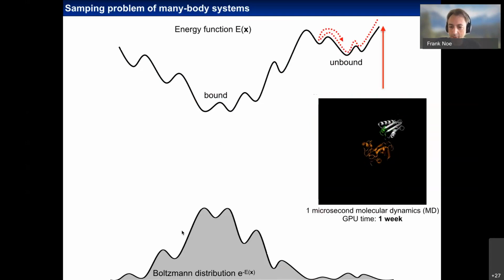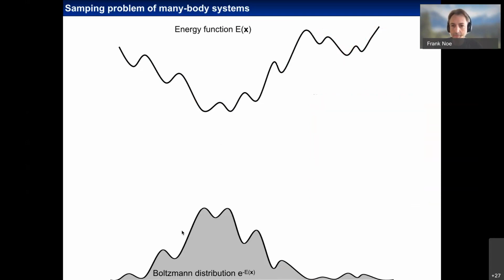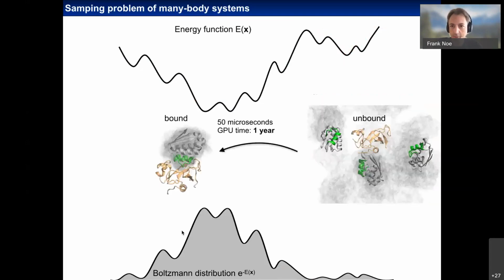On a decent GPU, this will take about 1 week per microsecond that we get. But unfortunately, the binding process for this system in this concentration, so in this box size, takes about 50 microseconds for one binding event. So that's a GPU year. Of course, we can parallelize that and just do 50 times 1 microsecond and hope we get one binding event and then compute statistics. But the reverse process is much, much slower because the inhibitory complex is stable.